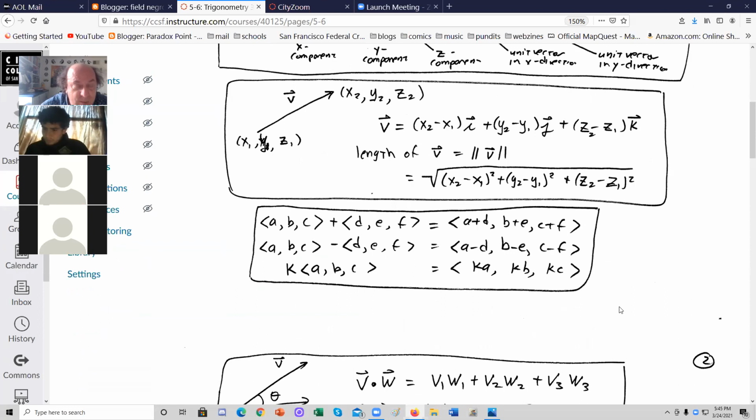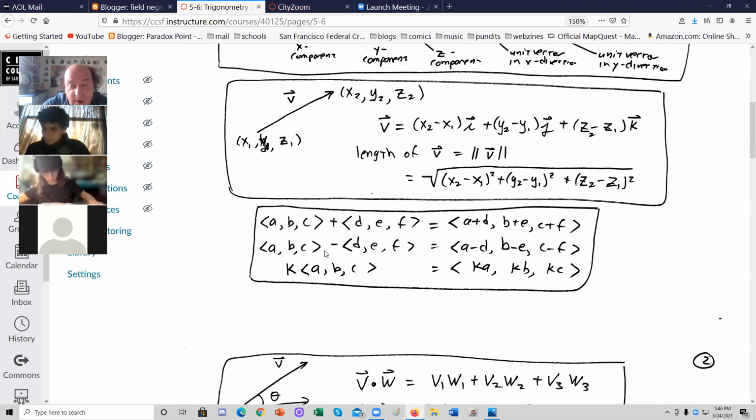And like with 2-dimensional vectors, we can add, subtract, and multiply a vector by a constant. You add vectors by adding the component parts. The x component is a plus d, the y components sum to b plus e, and the z component is c plus f.